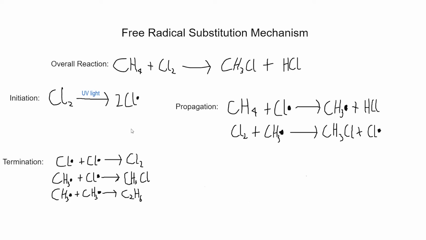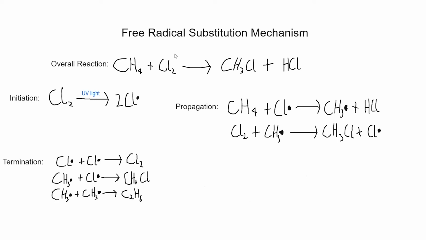So, for this reaction, we have each of the radicals reacting with each other: two chlorine radicals reacting with each other, a CH3 radical reacting with a chlorine radical, and two CH3 radicals reacting with each other. However, even with all of this in mind, the overall reaction here does not give us a full picture of everything that's happening.